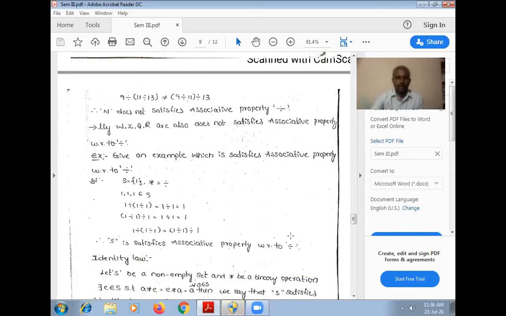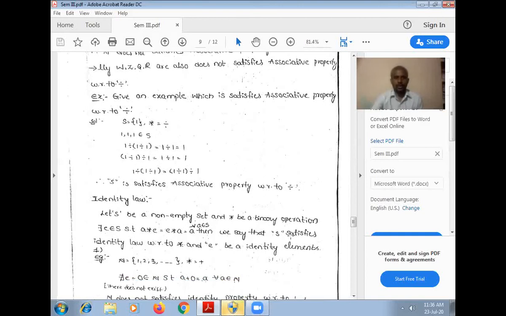I'm taking the set here S equal to the single set {1} and star equal to divide. So now S has a single element, which is 1. So 1, 1, 1 belong to S. Now the LHS value is 1 divide (1 divide 1), which equals 1 divide 1 equals 1. So the LHS value is 1 and the RHS value similarly is 1. So both are the same value. So now S satisfies the associative property with respect to divide.